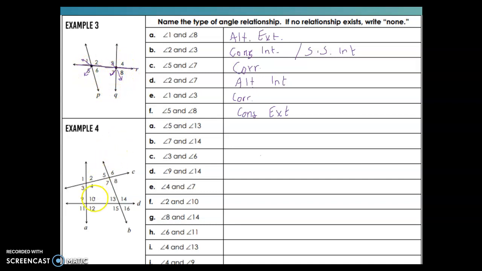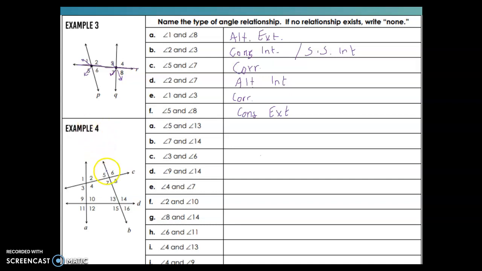All right, what I would like for you to do is to go ahead and pause the video and try example 4 on your own. Remember that your choices are corresponding, alternate interior, alternate exterior, and then consecutive interior or exterior. You also have the option to do none.